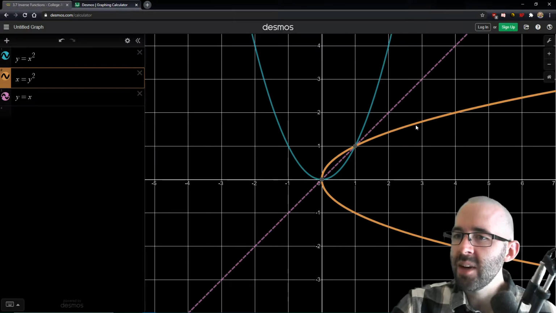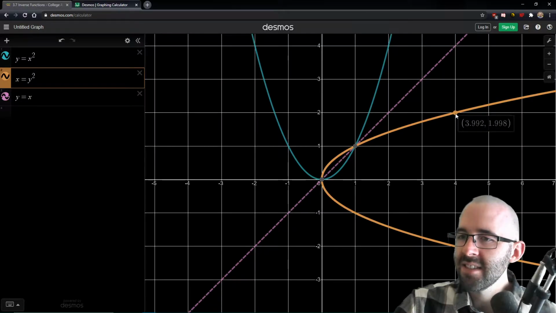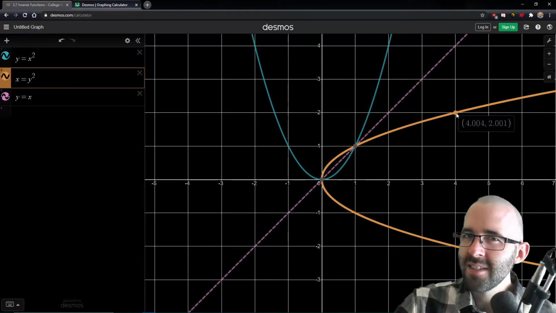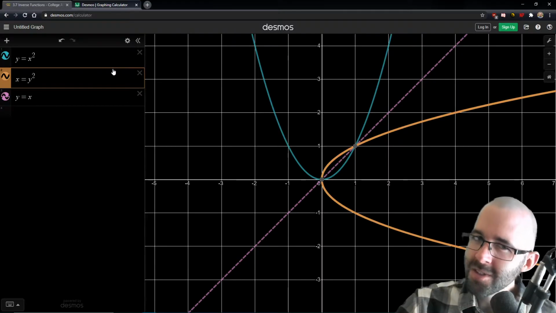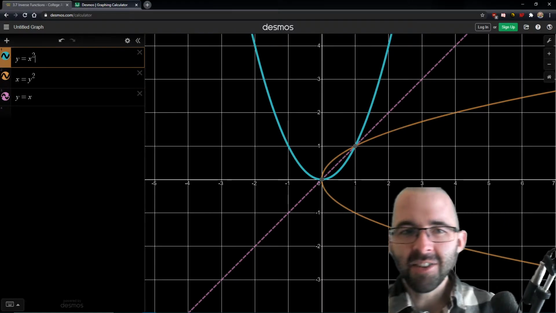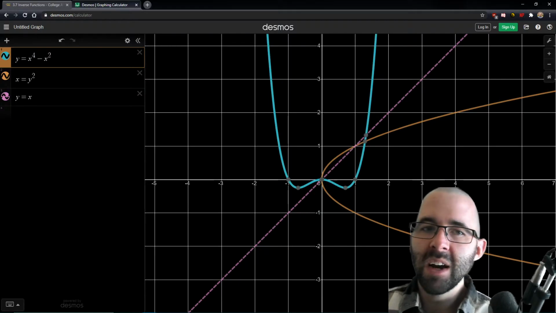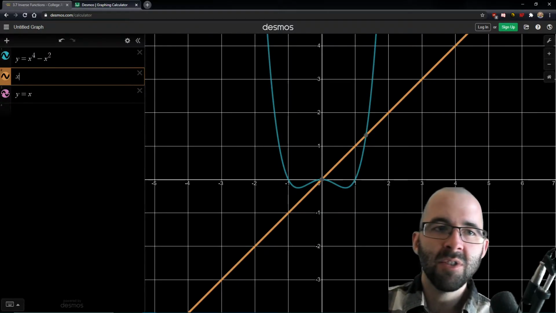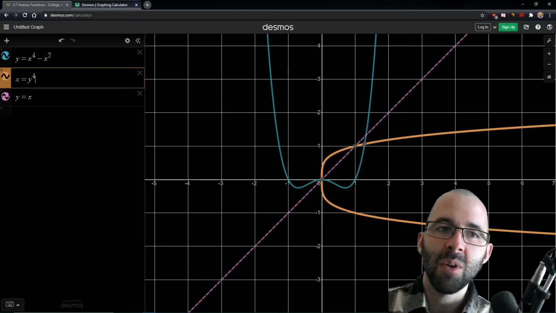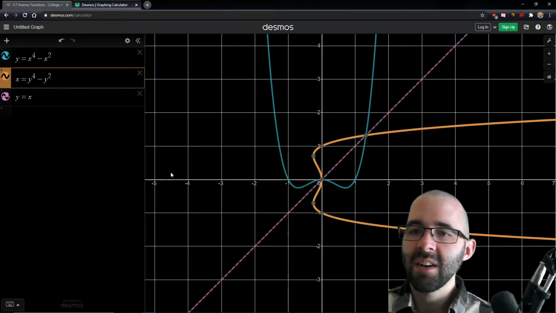We turn it sideways, it fails a vertical line test. What's a sideways vertical line? A horizontal line. Let's look at another example of this. If I tried to find the inverse function of x to the fourth minus x squared, well, the inverse relation of that would be y to the fourth minus y squared.